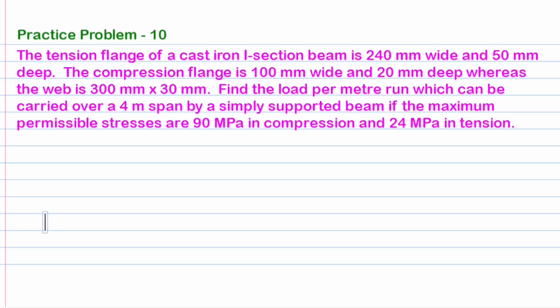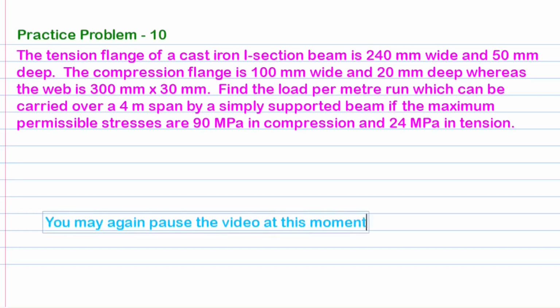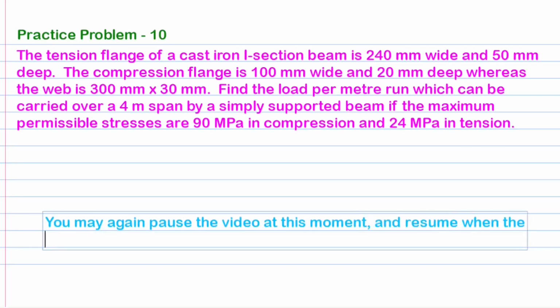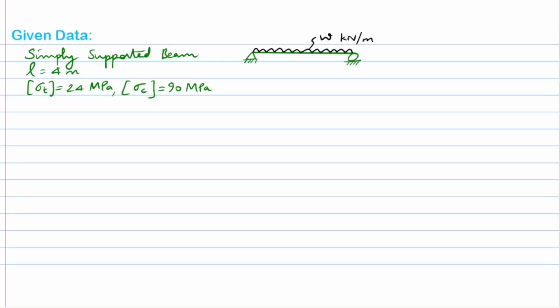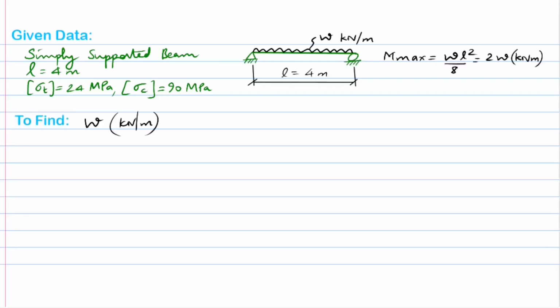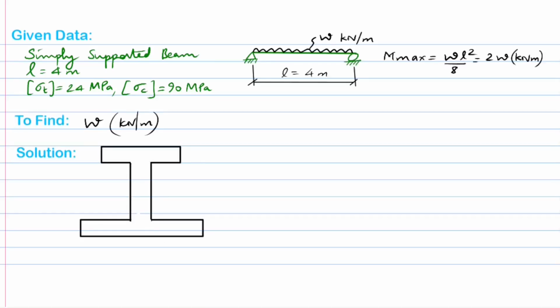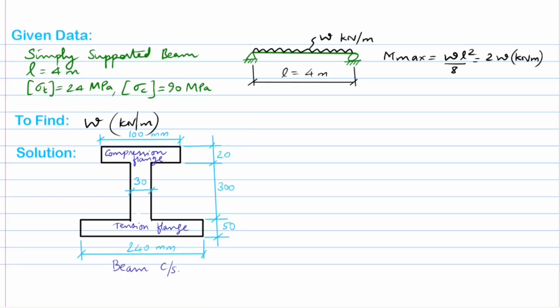You may again pause the video to solve the problem. Once ready, you may resume the video for checking the correctness of the solution. Welcome back. The beam with the loading is first schematically drawn with maximum bending moment as twice W kilonewton meter. The beam cross-section with the given dimensions is also drawn next.